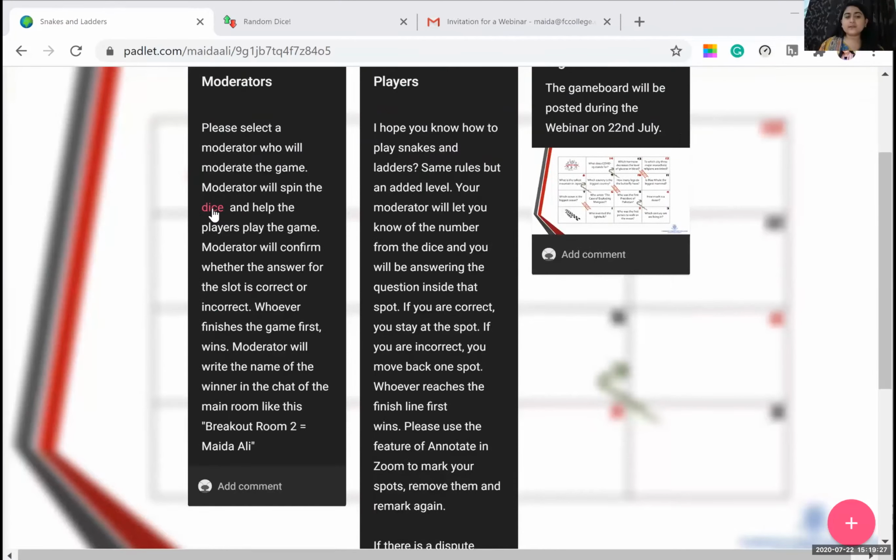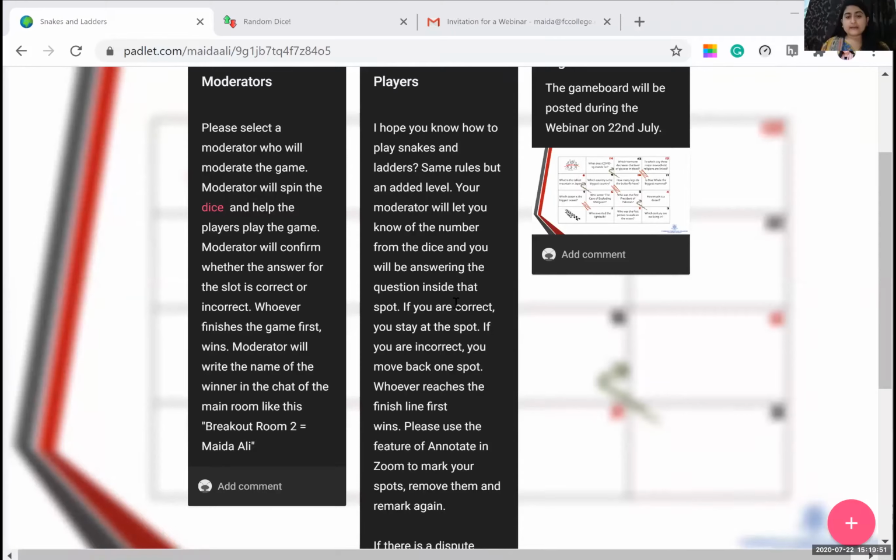I have given you a digital dice over here so that you can see the numbers and where you have reached. The moderator's job will be to share a screen of a game board. The game board is already there on your right side. I have all my questions in there. They're quite general, so all of us should be able to play this engaging game and learn from it as well.